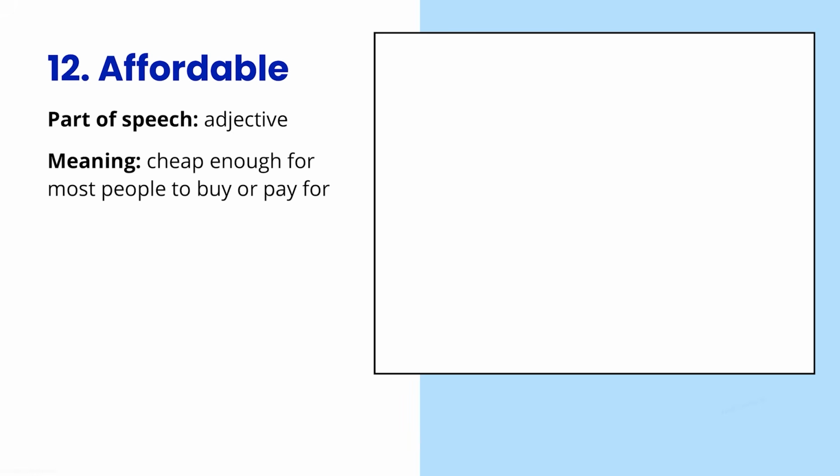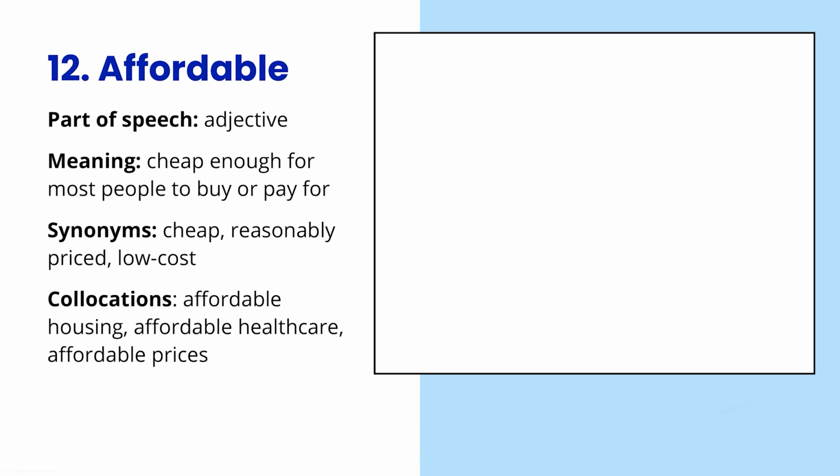Moving on to number 12, which is affordable. Affordable is an adjective and it means cheap enough for most people to buy or pay for. And synonyms are cheap, reasonably priced, and low cost. Collocations: affordable housing. So this means most people can afford that housing. Affordable healthcare, same thing. Most people can buy it. Most people have enough money.